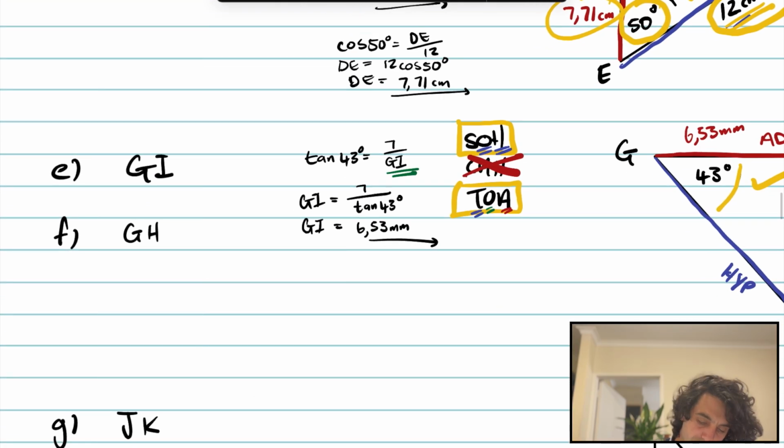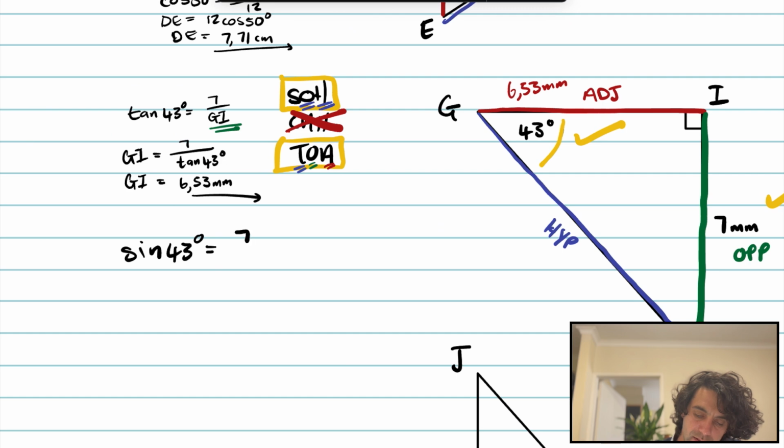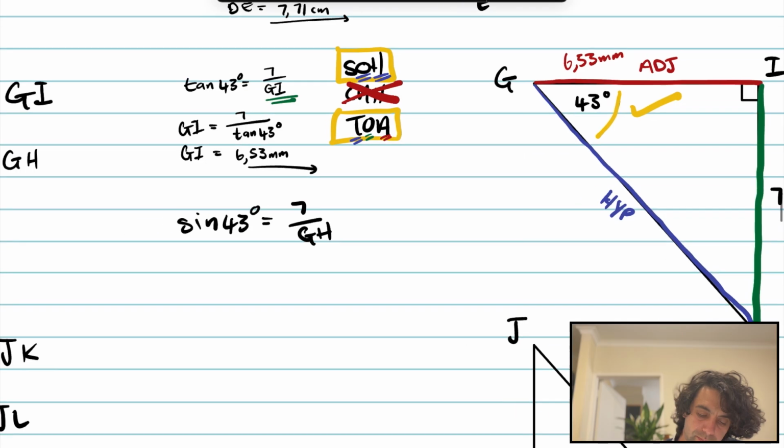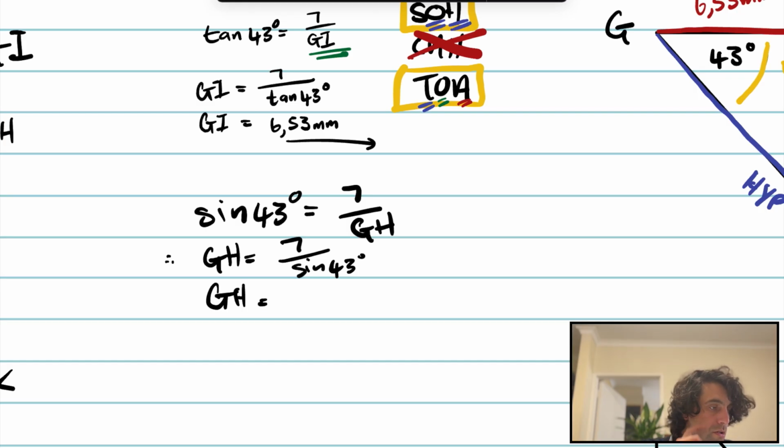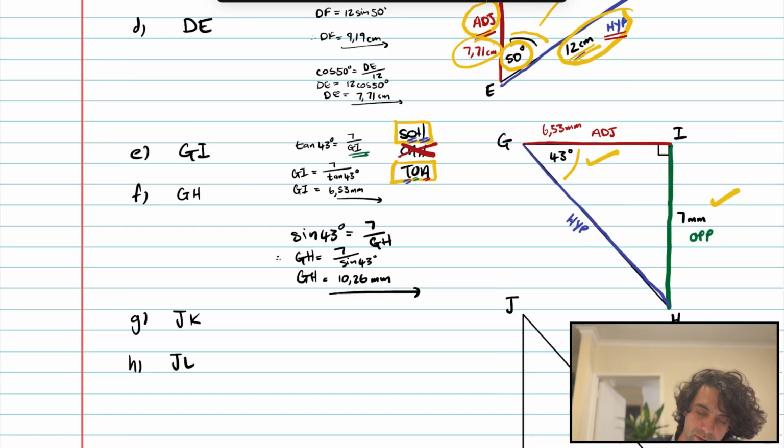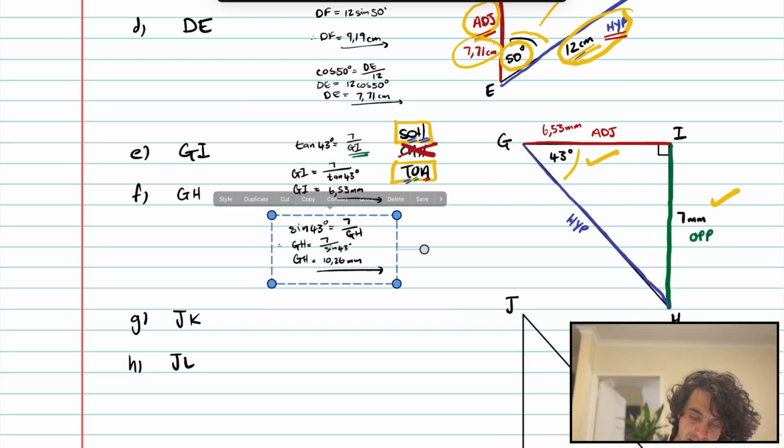So I'm going to use sine in this case. So I'm going to say sine of 43 degrees is equal to 7 over my hypotenuse, which is called GH. Okay, therefore, if you rearrange this, you'll find that GH is equal to 7 over sine 43 degrees. So GH will be equal to 10,26 millimeters. And there you have it. We have solved those two sides.